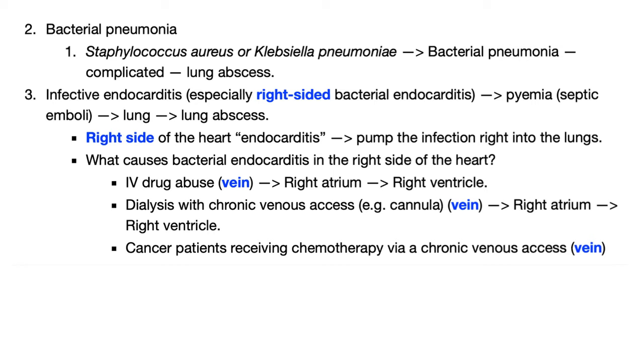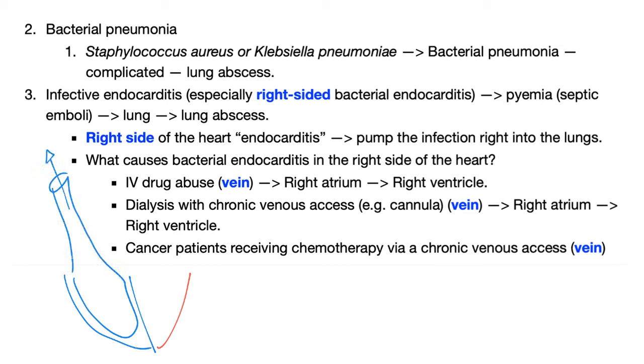Okay, here is your heart. Right ventricle is here and left ventricle is here. As you know, from the right ventricle emerges the pulmonary artery. Where does it go? It's called pulmonary, so it goes to the lung. So if you have infective endocarditis in the right side of the heart, it will just pump it to the lung. You'll end up with lung abscess.